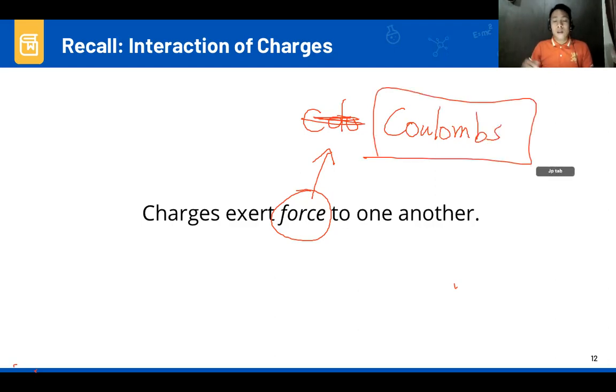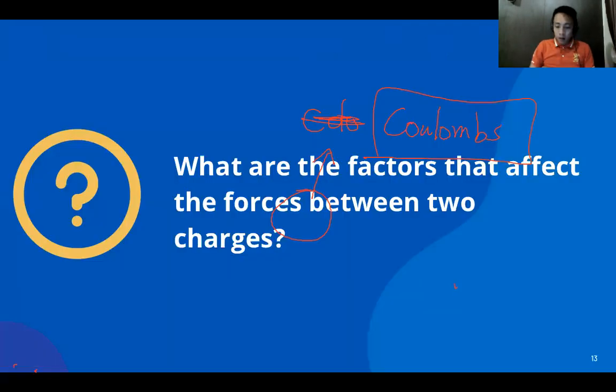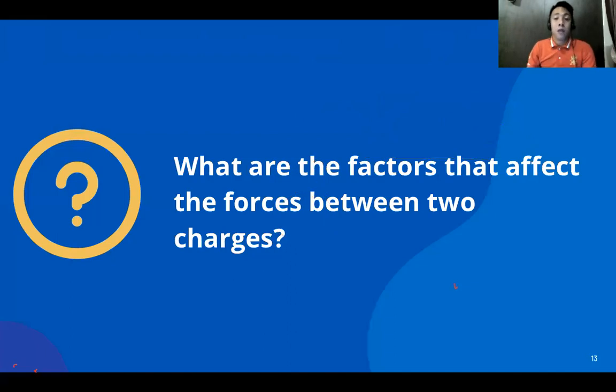Okay, so we can solve the force using Coulomb's Law. What are the factors that affect the forces between two charges? So what are those factors? Maybe it's about the environment, maybe it's about the distance or something. Okay, so we can learn those everything here.